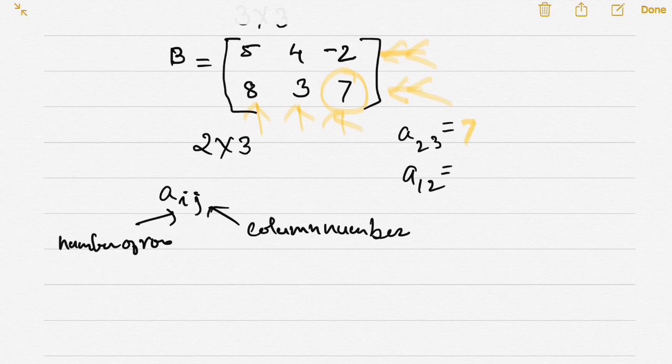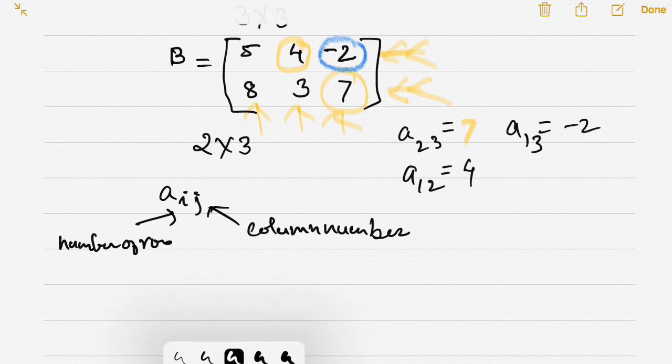A12 means the second element of the first row. So this is the second element of the first row. So A12 is 4. Similarly A13, the third element of the first row, is -2. Now let us find A22. A22 means the second element of the second row and it is 3.